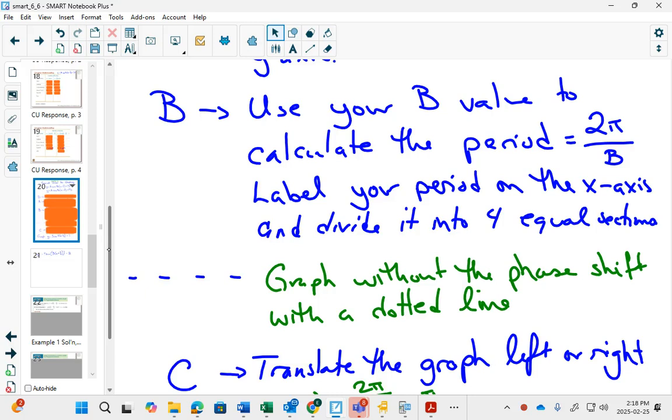So in tomorrow's class, we are going to do a bunch of examples with all of the things and practice using the DAB C.